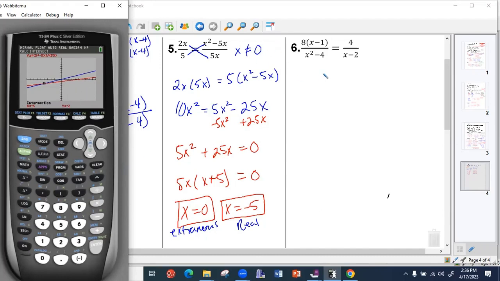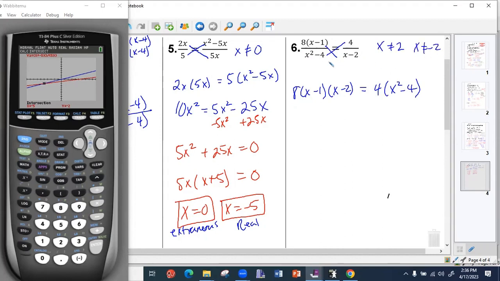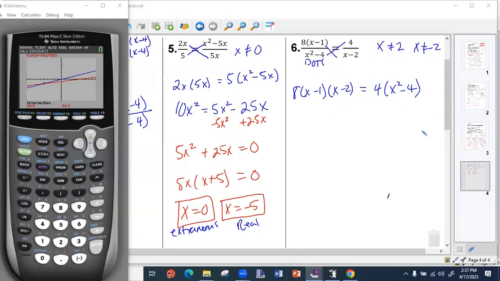All right. So now looking at the last one, again, we can set up using multiplication, so we can cross multiply. And we end up with 8 times x minus 1 times x minus 2 equals 4 times x squared minus 4. Okay, being mindful of what we have here, we know that x cannot equal +2, and we know that x cannot equal -2 based on our denominators, difference of 2 squares, and that factor is already done. All right, so we're going to go forth and multiply.